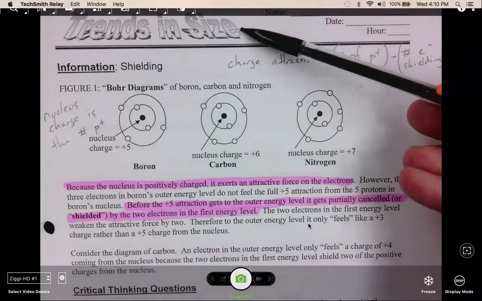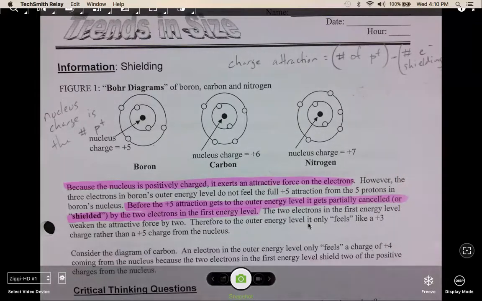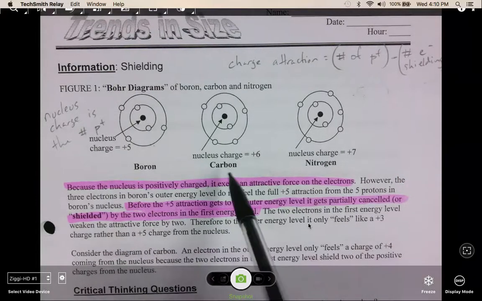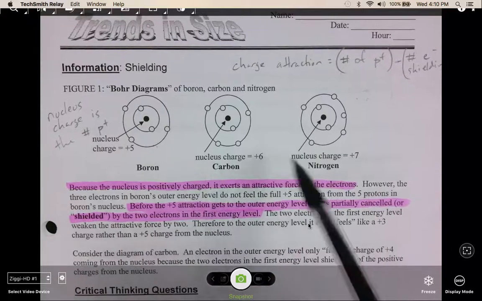So today we are looking at trends in size. The first thing you'll notice when you look at this is we have some Bohr diagrams. We have Bohr diagrams for boron, carbon, and nitrogen.